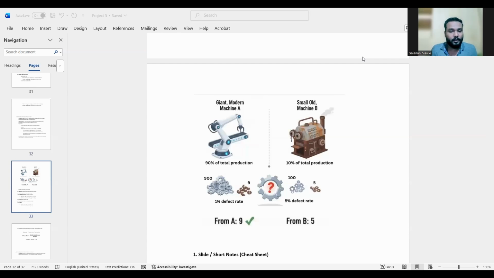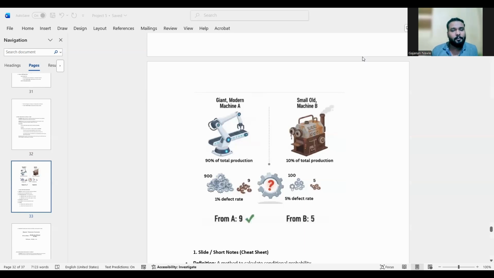So machine A is our main workhorse. It is massive. It produces almost 90% of our total output. It is a high quality machine with a very low defect rate of only 1%. On the other hand, we have a small machine B. Machine B is an old machine. We use it as a backup machine. It is tiny. It only produces 10% of our output. It is unreliable and it has a defect rate of 5%.